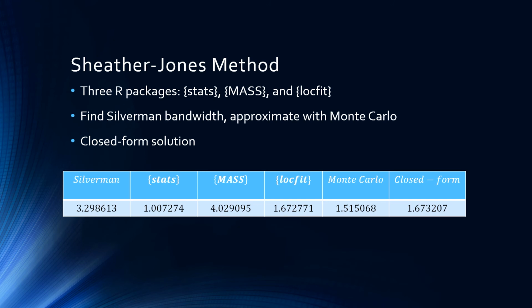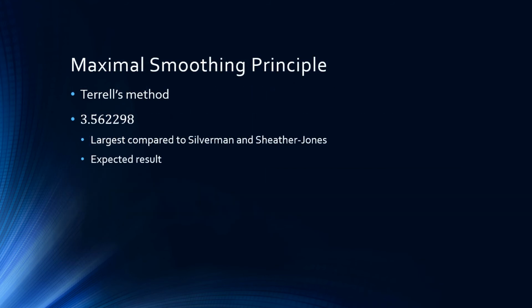So for Sheather-Jones, we use the packages along with Monte Carlo integration and also a closed form solution. The Silverman is 3.2. The packages give a range. MASS gives you the largest, but locfit is interesting because that's the one where I actually get to input the Silverman bandwidth. That gives you 1.67, which is really close to the closed form solution. Monte Carlo is relatively close to 1.5. And the maximal smoothing principle gives 3.56, which is the largest, and this is what you expect according to the theory.